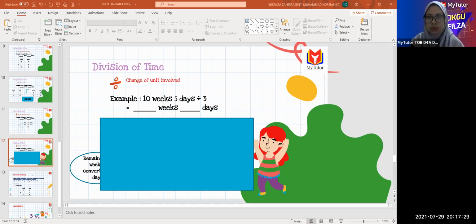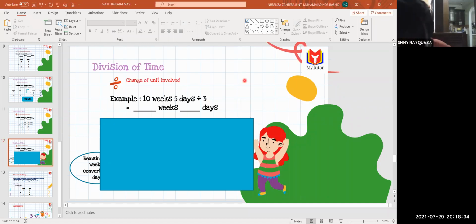Oh my God, okay. What is wrong with my internet connection?